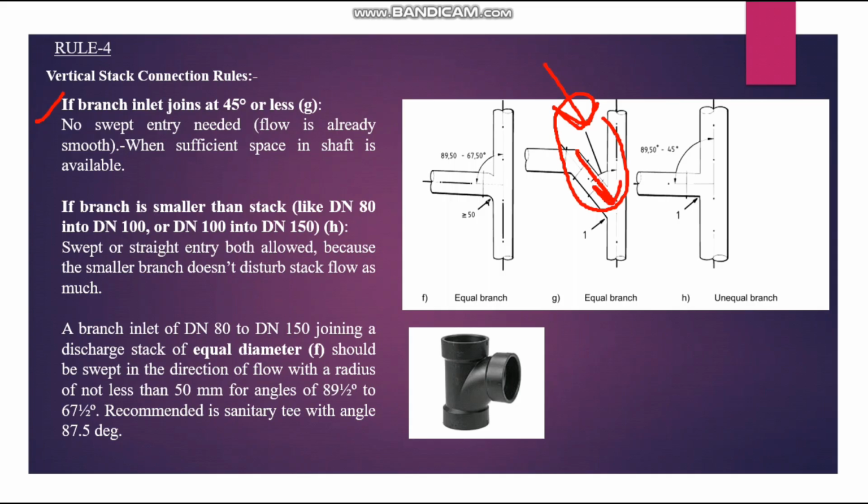It will flow like this from the main flow. So this will not make any turbulence. Okay. So coming to the second case, we have the case where the branch is smaller than the stack.